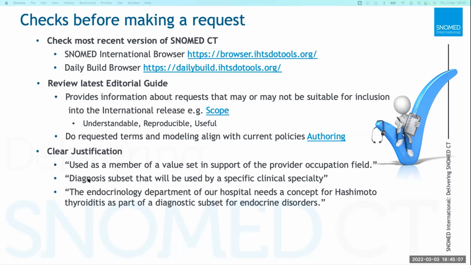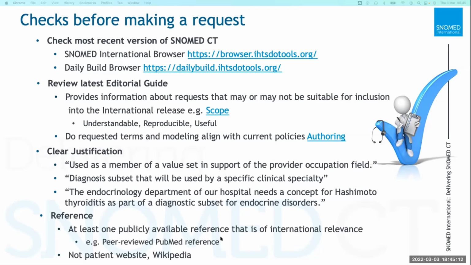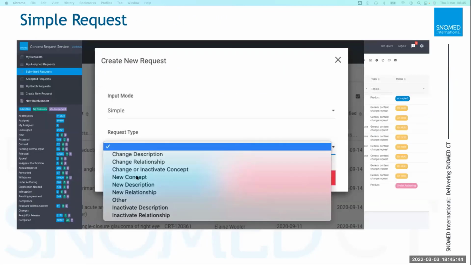So a justification that it doesn't exist within SNOMED would not be ideal. You would really want a true justification, and to back that up, you would often provide a reference, so peer-reviewed, say for example on PubMed or something like that. Obviously nothing from patient websites or Wikipedia. We would want something official to give details and information about the concept you're requesting. So if it was a specific new disorder or a procedure, then we'd want evidence that that existed, and that's also provided.